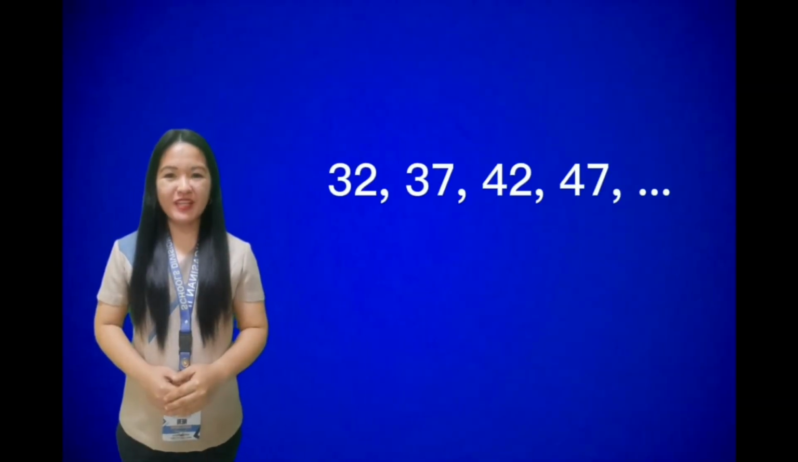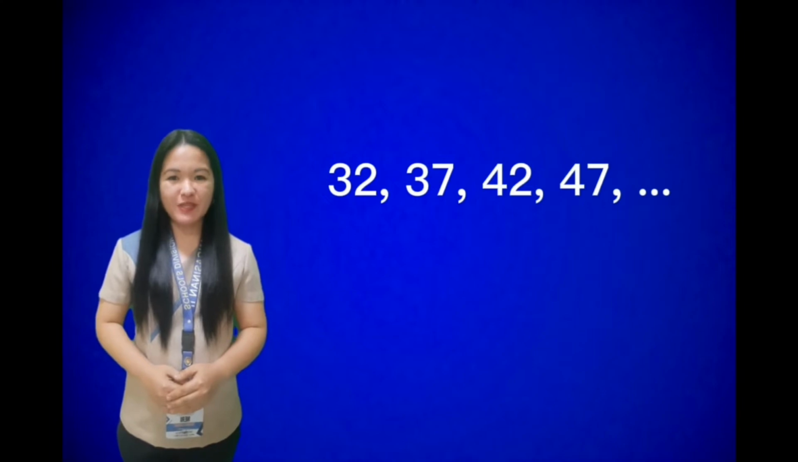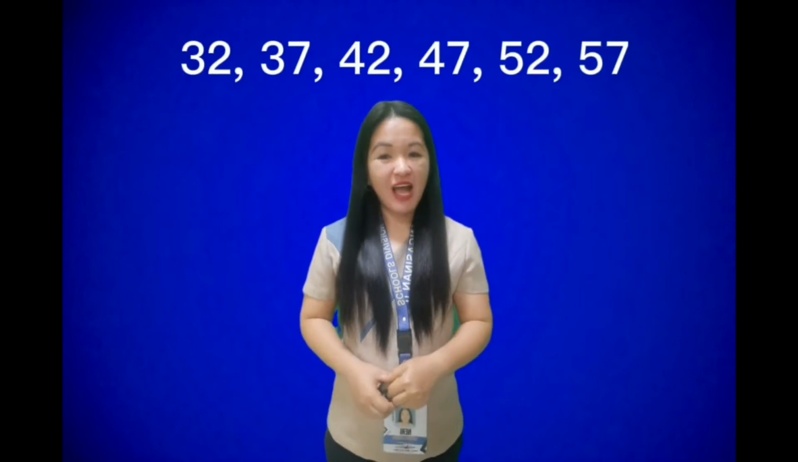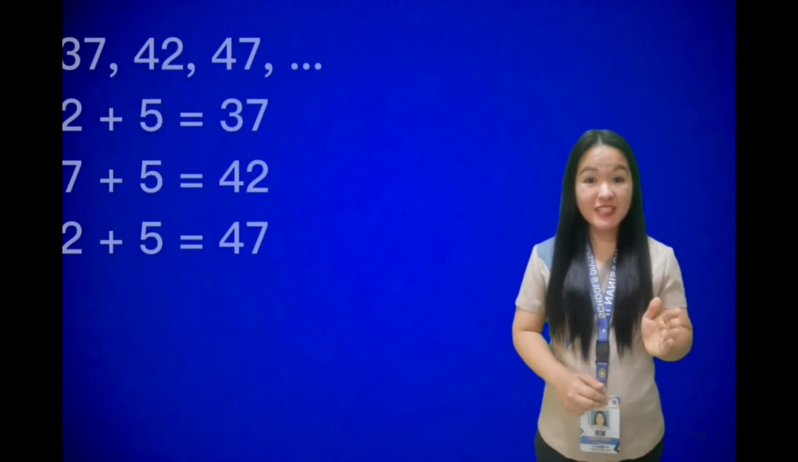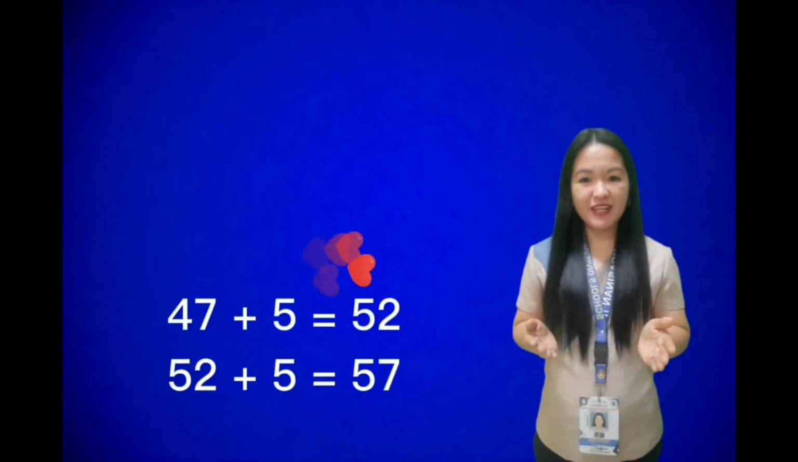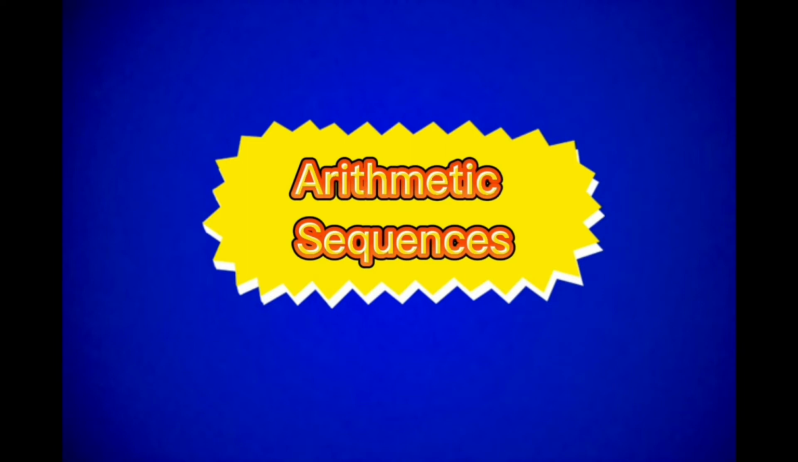Observe the given sequence. Can you give the next two terms of the given sequence? If your answers are 52 and 57, then you are correct. How did you get these terms? Notice that a constant number 5 is being added to the preceding term to get the next term. All the sequences illustrated are called arithmetic sequences.